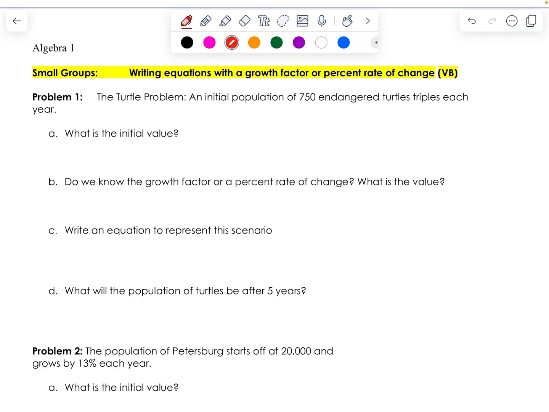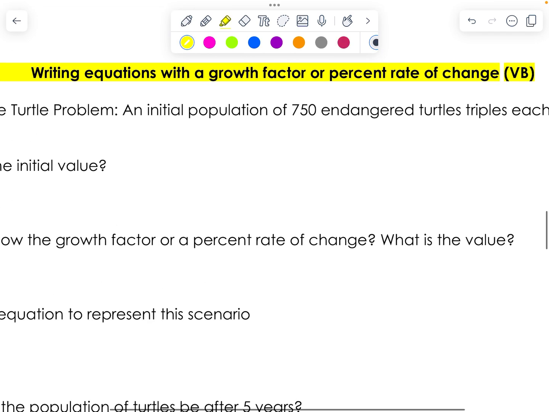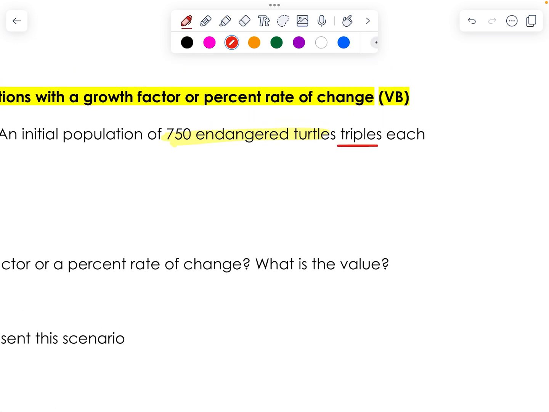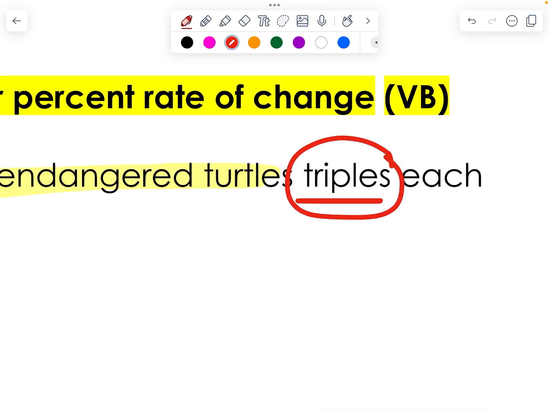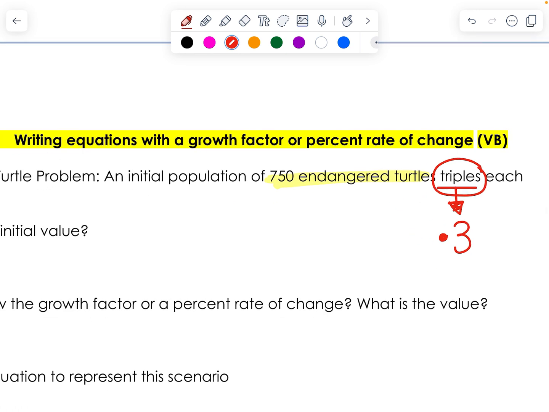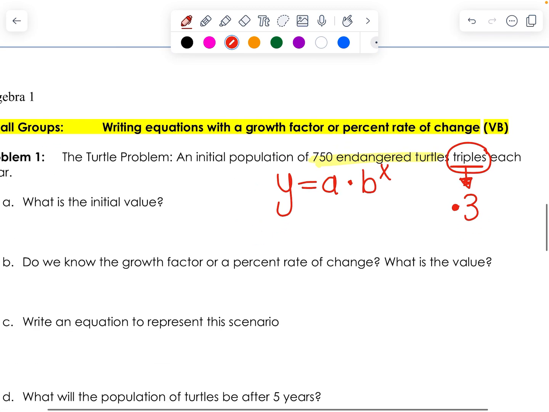So problem 1, the turtle problem. We have an initial population of 750 endangered turtles. They are going to triple each year, okay? So this phrase tells you exactly what to multiply by. Triple means to multiply by 3. This is a growth factor, not a percent rate of change. So the equation we're going to use is A times B to the X. We know what to multiply by, okay?